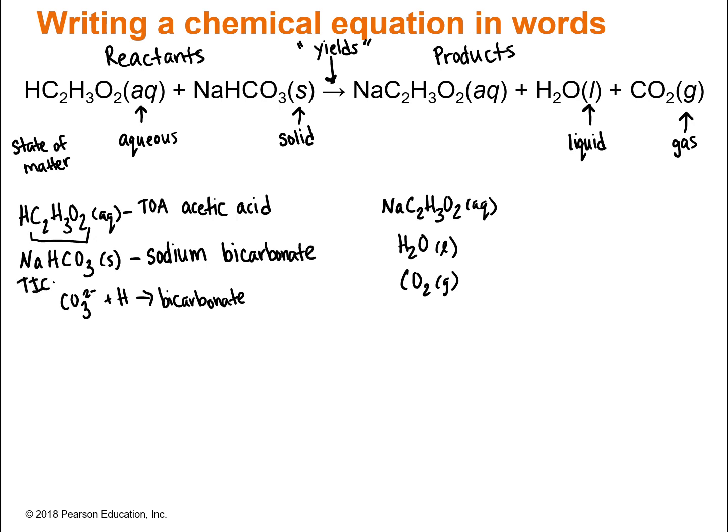So that's a ternary ionic compound. So those are our reactants. Now let's move on to the products. We've got sodium acetate, and that's a ternary ionic compound. H2O, that's a binary molecular compound. You could name it dihydrogen monoxide, but you can also just call it water here.